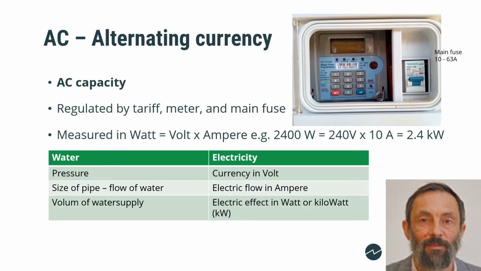How much AC power a household has access to is what we mean by AC capacity. The capacity depends on your contract with your supplier and the capacity of the equipment, like the main fuse. Consumption is generally measured by a meter.